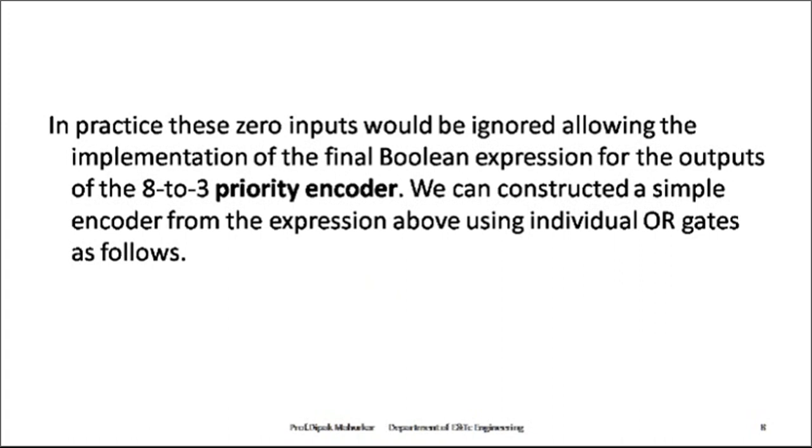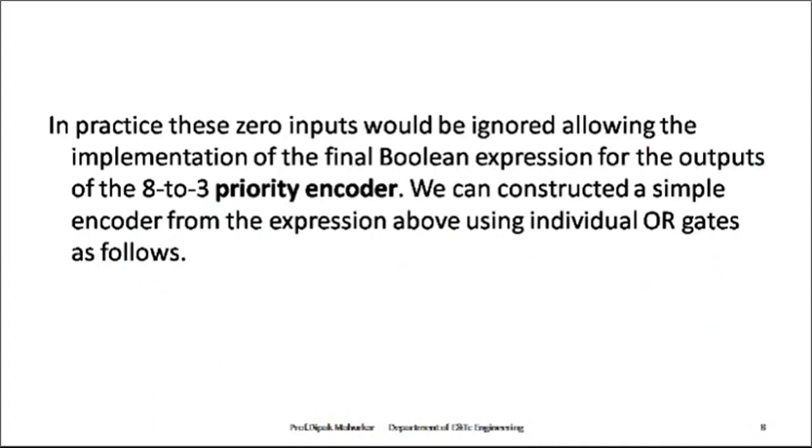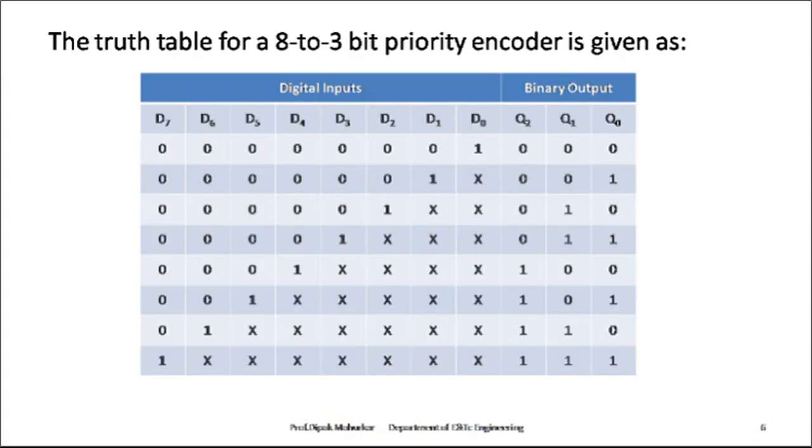If you observe the diagram of 8:3, D0 to D7, these are the outputs Q0, Q1, Q2. Q0 is 1, 3, 5, 7. Why can we connect D1, D3, D5, D7? Because Q0 is 1. See here, Q0 is 1. This is nothing but with respect to D1 and D3.